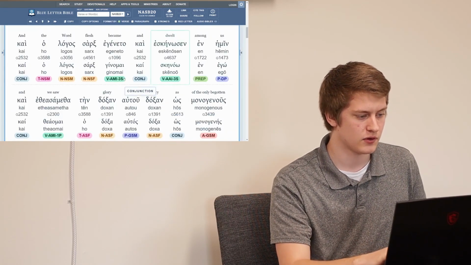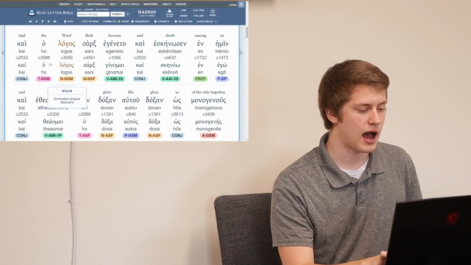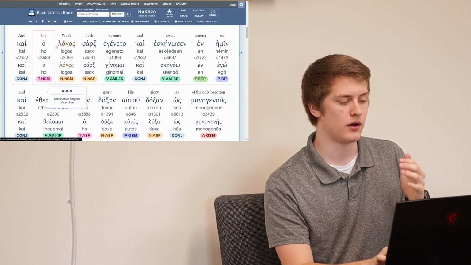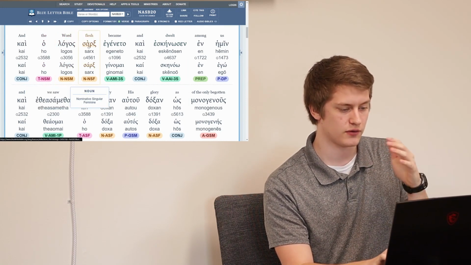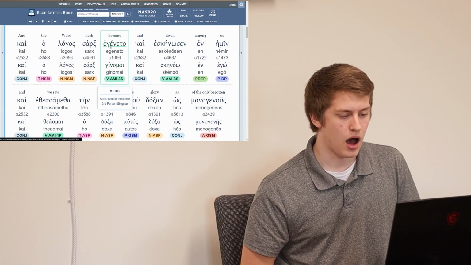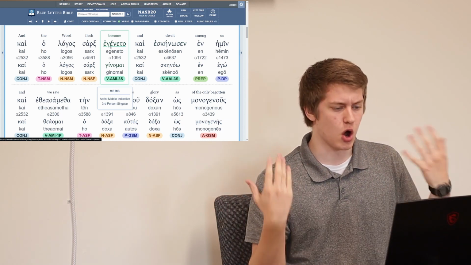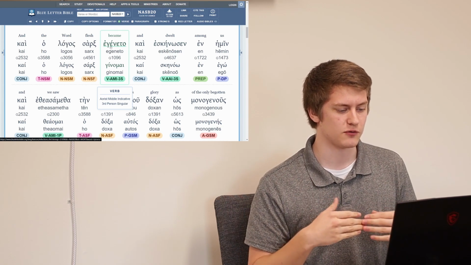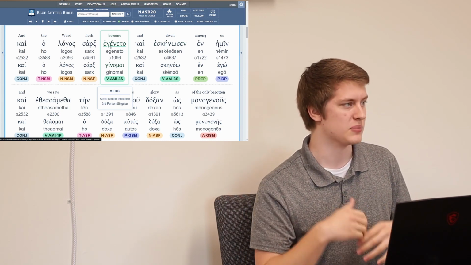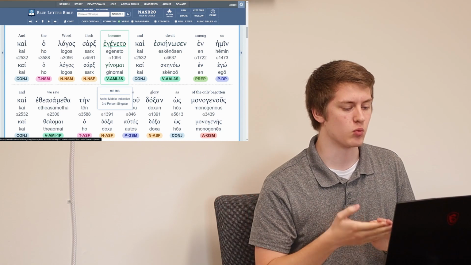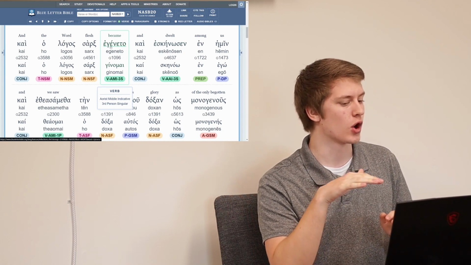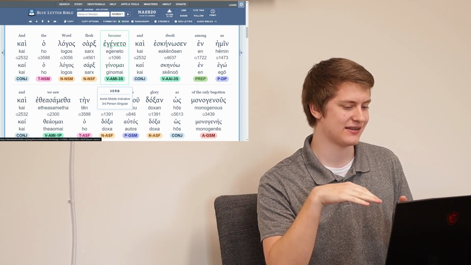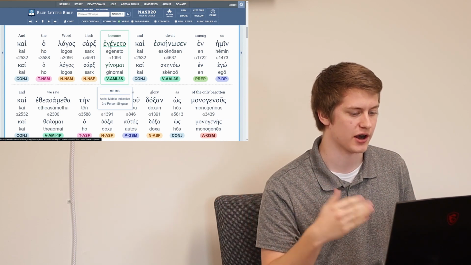Okay. So that was sarx. So we have kai, and; ha, the; logos, word; sarx, flesh; became. We could go into this word a whole lot. I'm just going to do some more surface stuff. Notice how this is a verb. Became is a verb. And so we don't really see case and we don't see gender here.